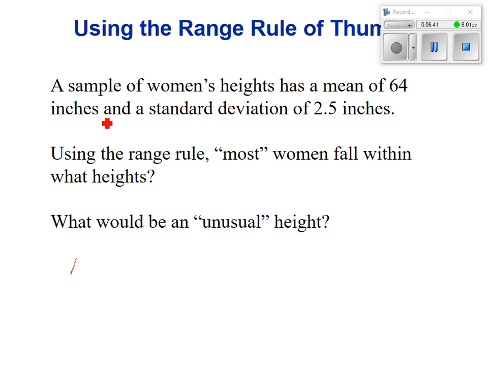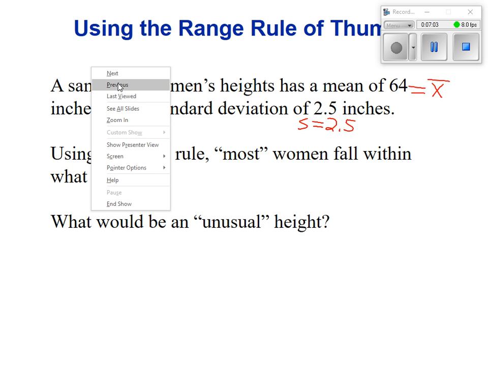We talked about this one last time. Sample women's heights has a mean of 64, so we know that our X bar is 64. Standard deviation, our S, is 2.5. Using the range rule, most women fall within what heights? So we could find the range by using that.